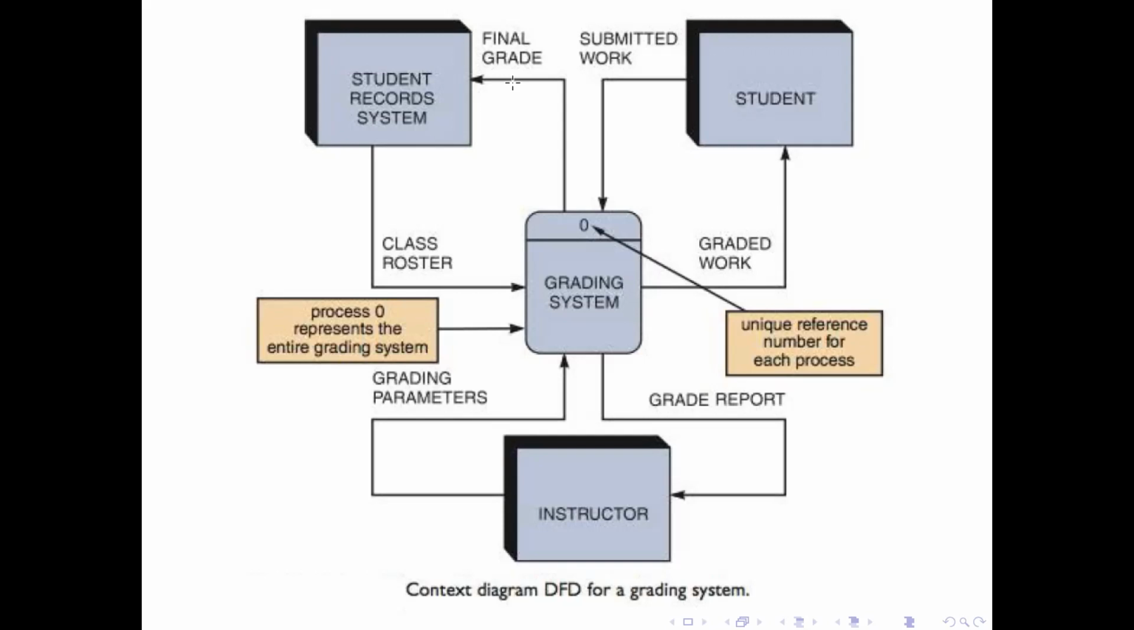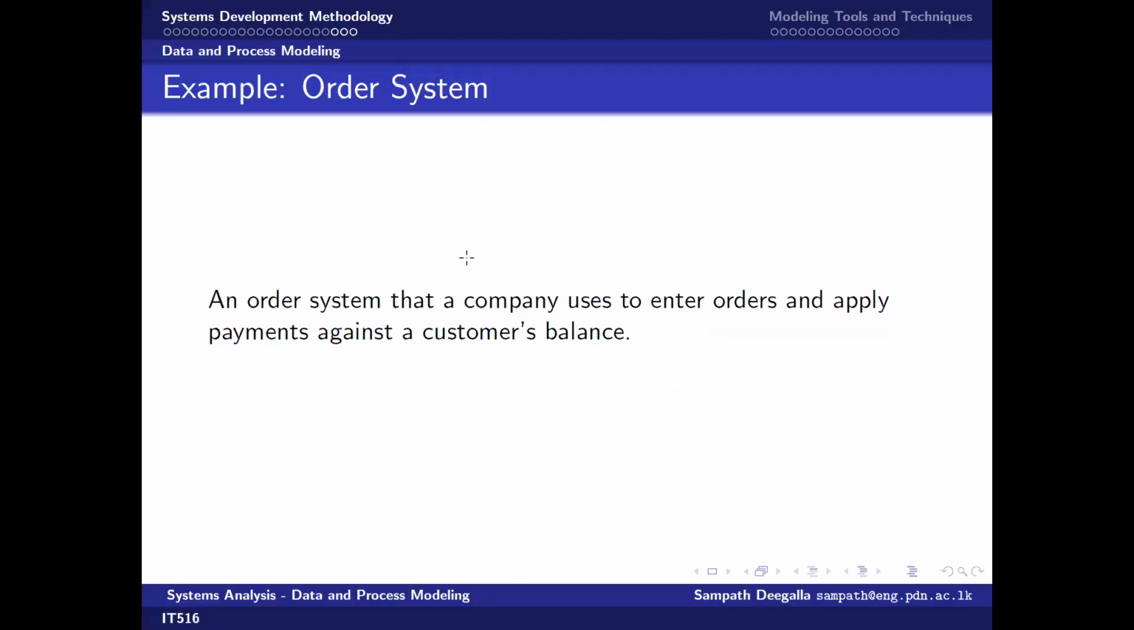So that's about the context diagram. What you need to remember is that we put 0 here, which indicates a context diagram, and in the grading system we have four entities, right? Let's look at another example.